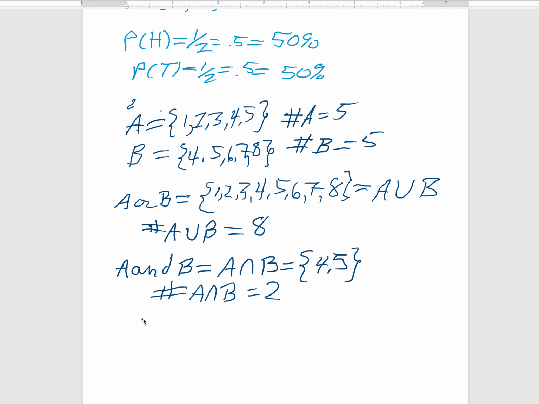So what do we have? The number of elements in A union B plus the number of elements in A intersection B equals the number of elements in A plus the number of elements in B.